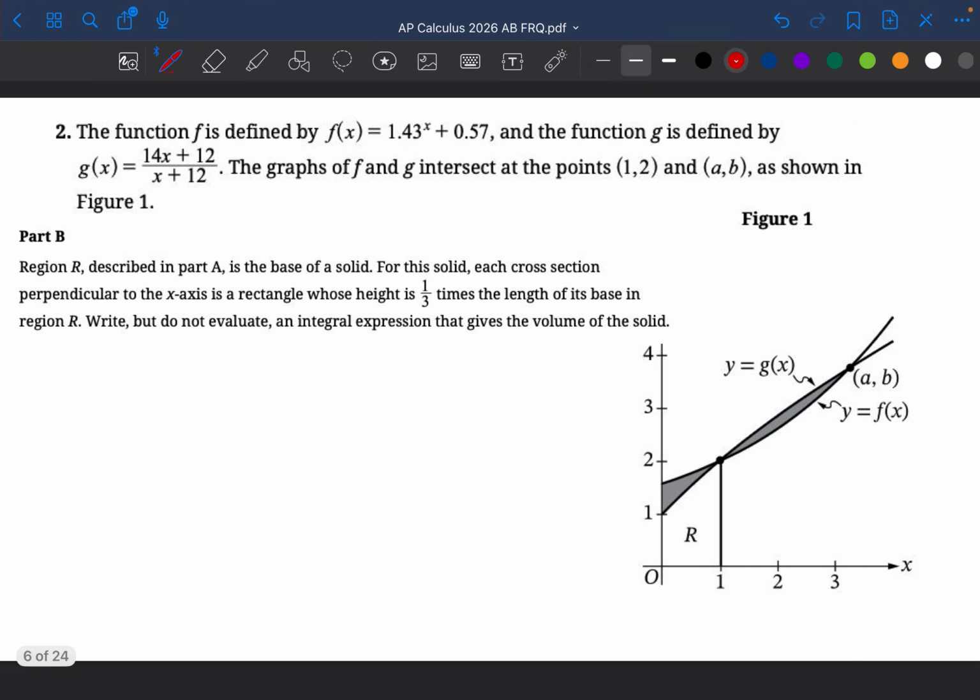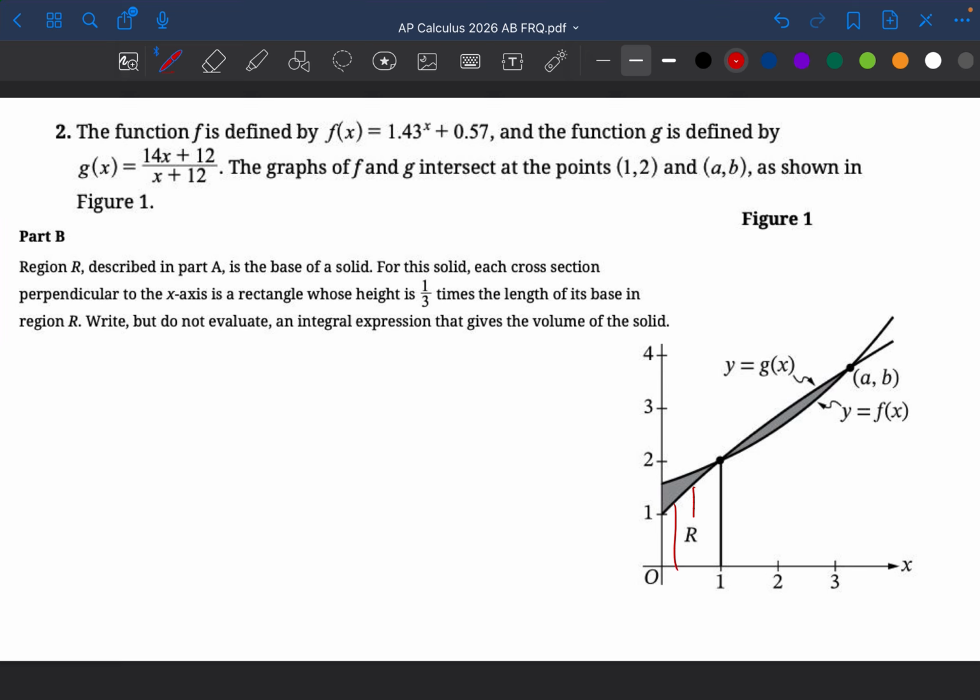Now in part B, region R, as described in part A, is the base of a solid. For this solid, each cross-section that is perpendicular to the x-axis is a rectangle whose height is 1/3 times the length of the base in the region. Write but do not evaluate an integral expression that gives the volume of this solid.